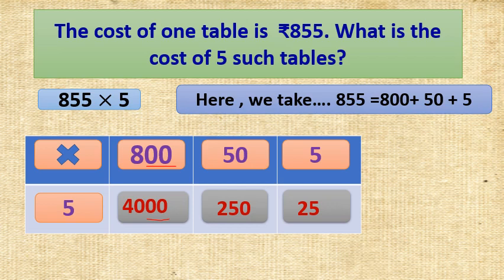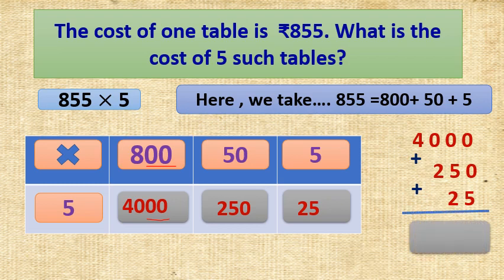Now we are going to add all these numbers. 4000 plus 250 plus 25. What is the answer here? In the unit place only 5 is there. In the tens place 5 plus 2 is 7. In the hundreds place only 2. And in thousands place 4 is there. So our product is 4275. Right?